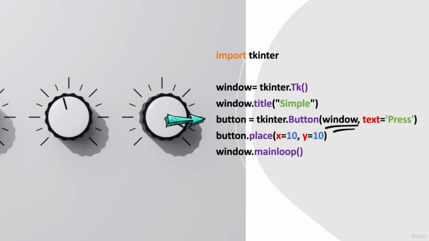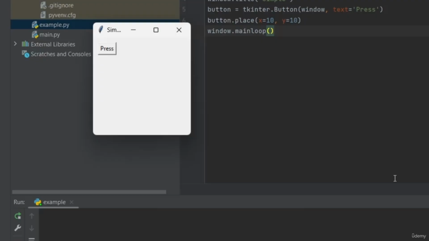As you can see, it's the button who chooses to appear on our window and not the window. Next, we will use a method called place for the coordinates where the button will appear. Both arguments depict measurements in pixels. Therefore, when we apply the mainloop method on our window, a window will appear on our screen with a button in the top left corner with a press title.